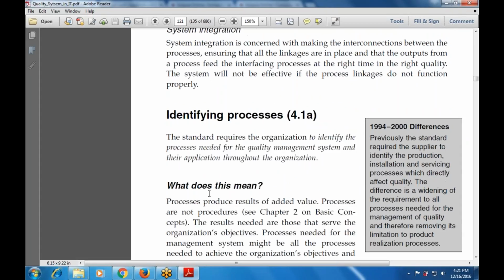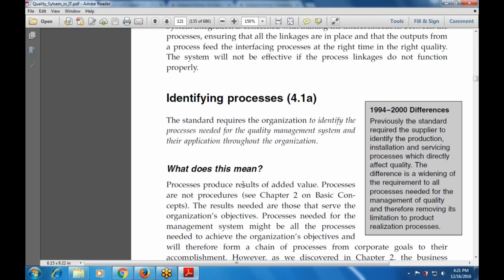Now, next is identifying the processes. That is, what is a process, how it is used. The standard requires the organization to identify the processes that are needed for the quality management system and their application throughout the organization.